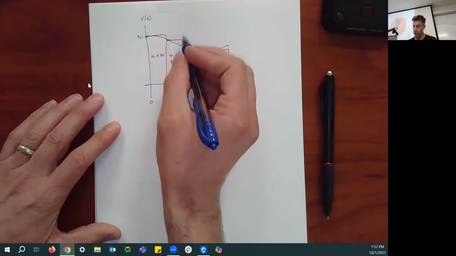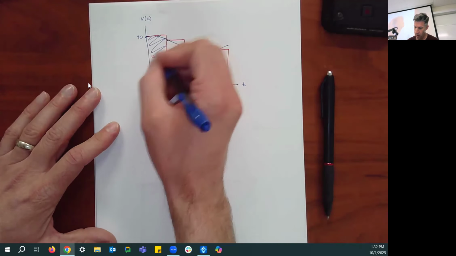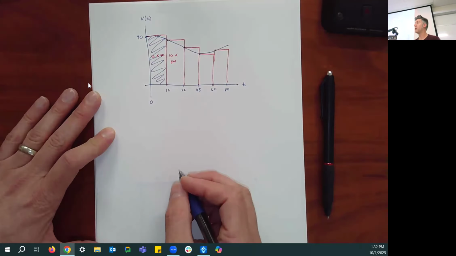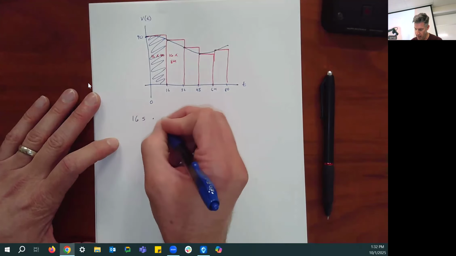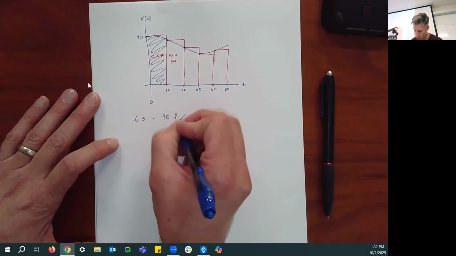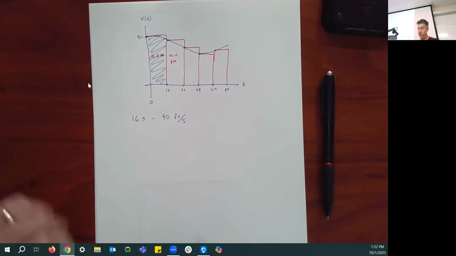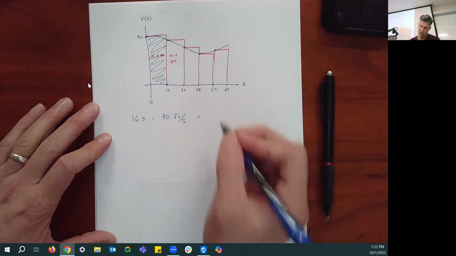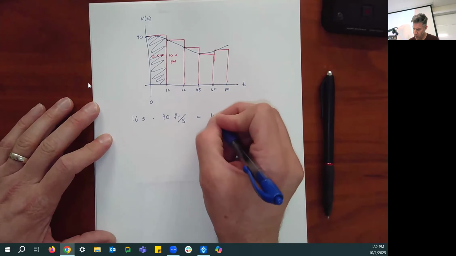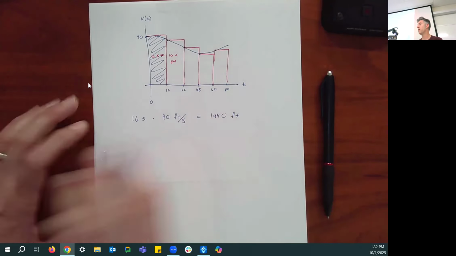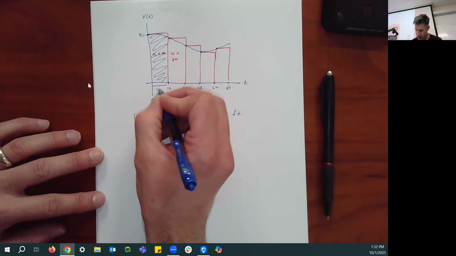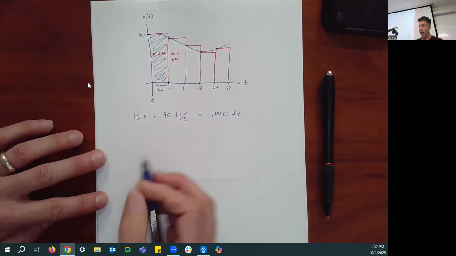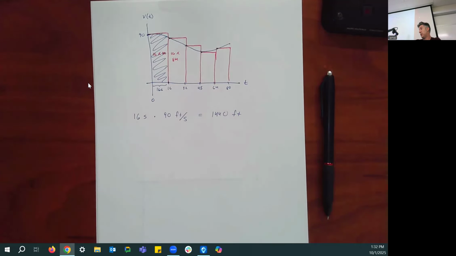So for this first period, this area here is multiplying 16 seconds by 90 feet per second. When you multiply those together, the units of seconds cancel out, and we're left with 144, so 1,440 feet. But that's why we use 16 seconds, because this time interval is 16 seconds elapsing. And every time interval in this particular example is 16 seconds, right?